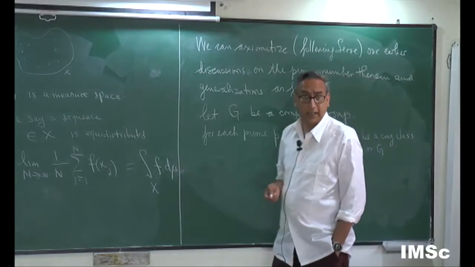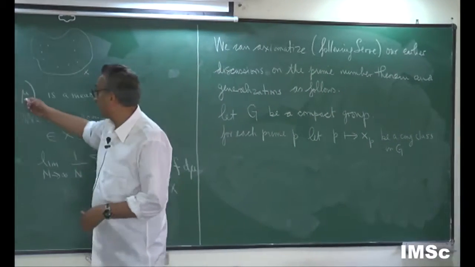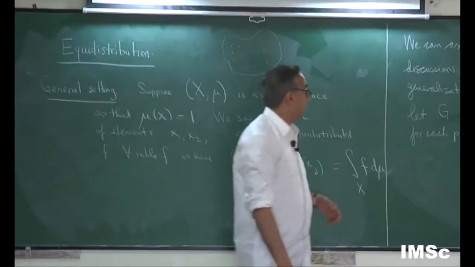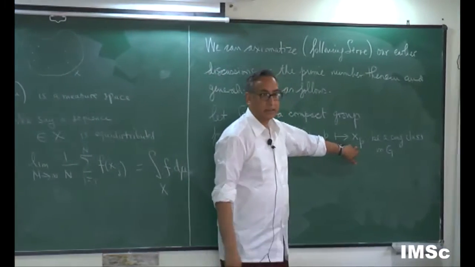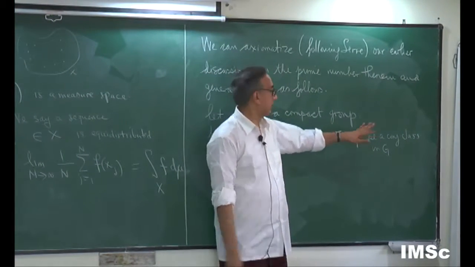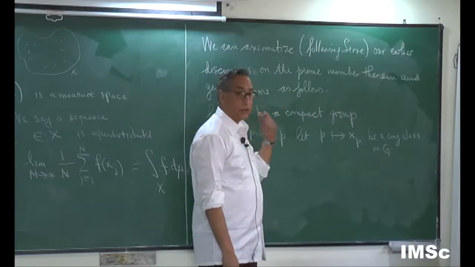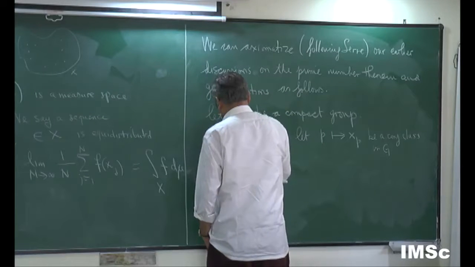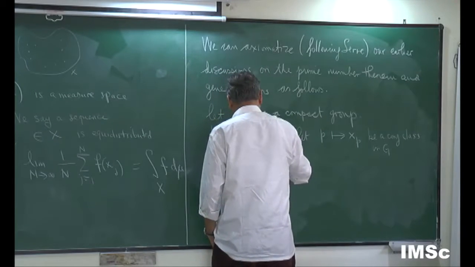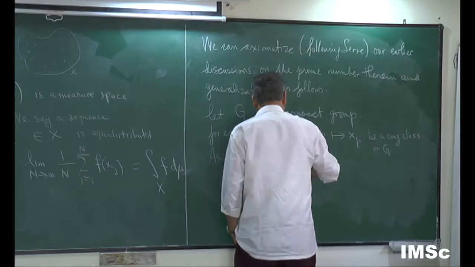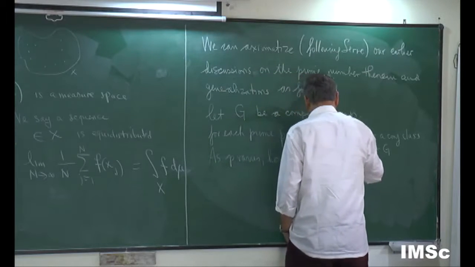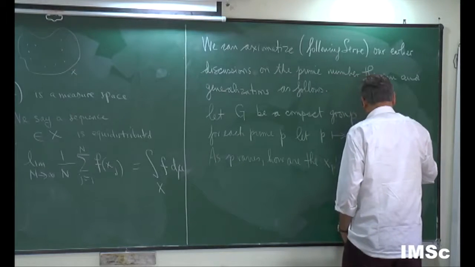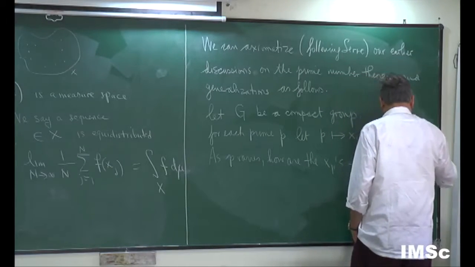And then the question I can ask is, G is a compact group, so it's certainly a nice measure space. I can ask, as the prime numbers vary, how are these points, these conjugacy classes, let's say points in this space, distributed? So as p varies, how are the x_p distributed? So this is kind of like a general question.